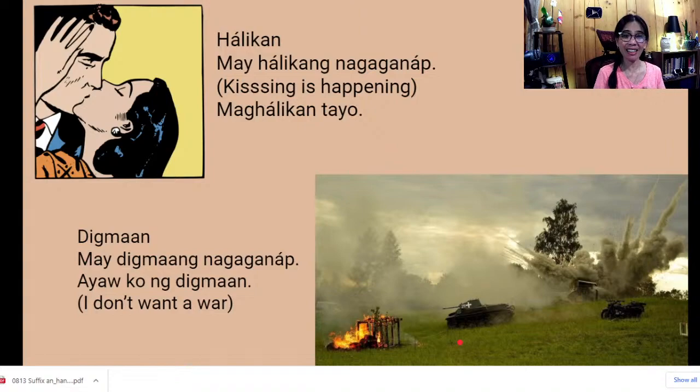May halikang nagaganap. Again, follow after me. May halikang nagaganap. It means kissing is happening. May means there is. Halikan, the event or the activity that's going on. Nagaganap for happening. Now, if you want to tell this to your significant other, you will say, maghalikan tayo. Maghalikan tayo means let's kiss each other.